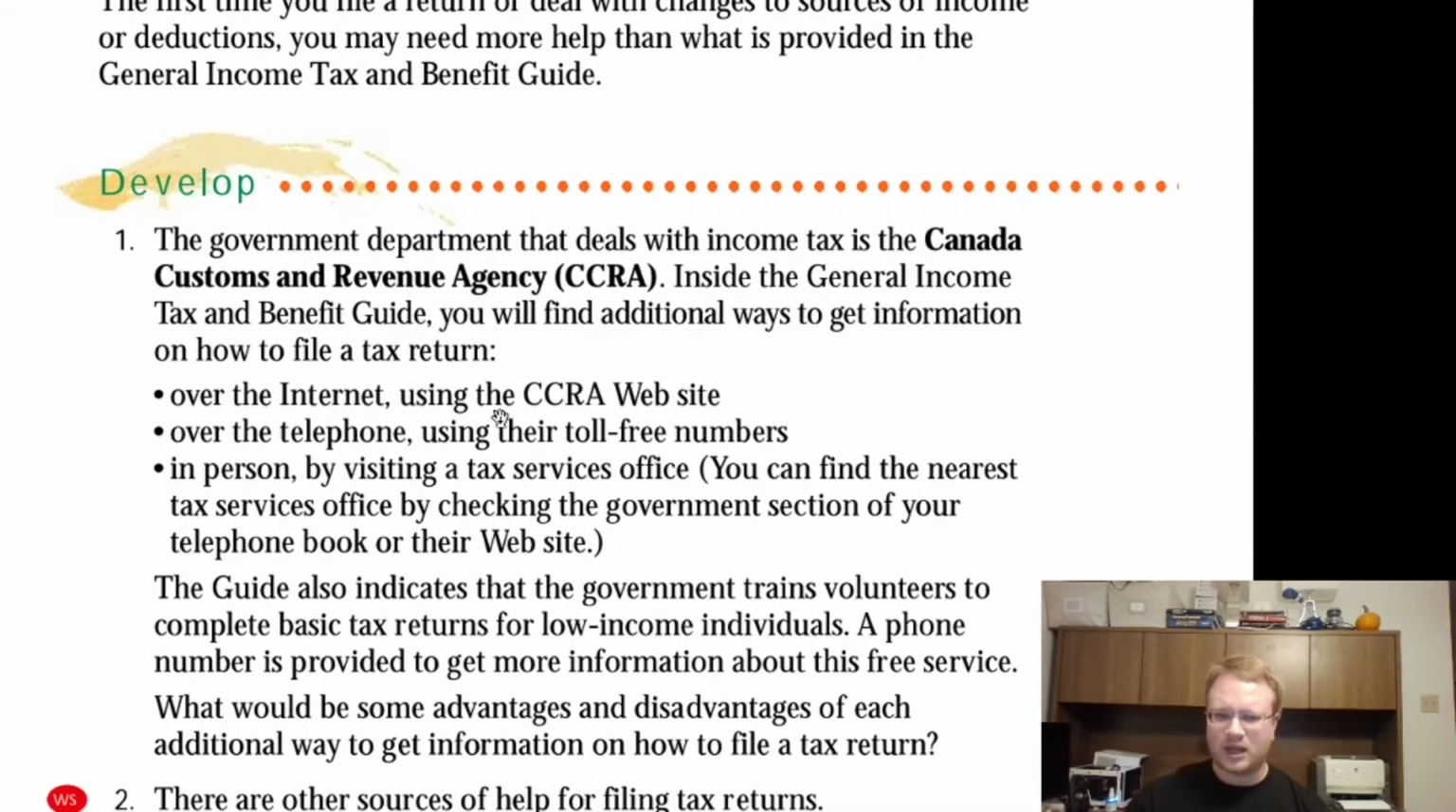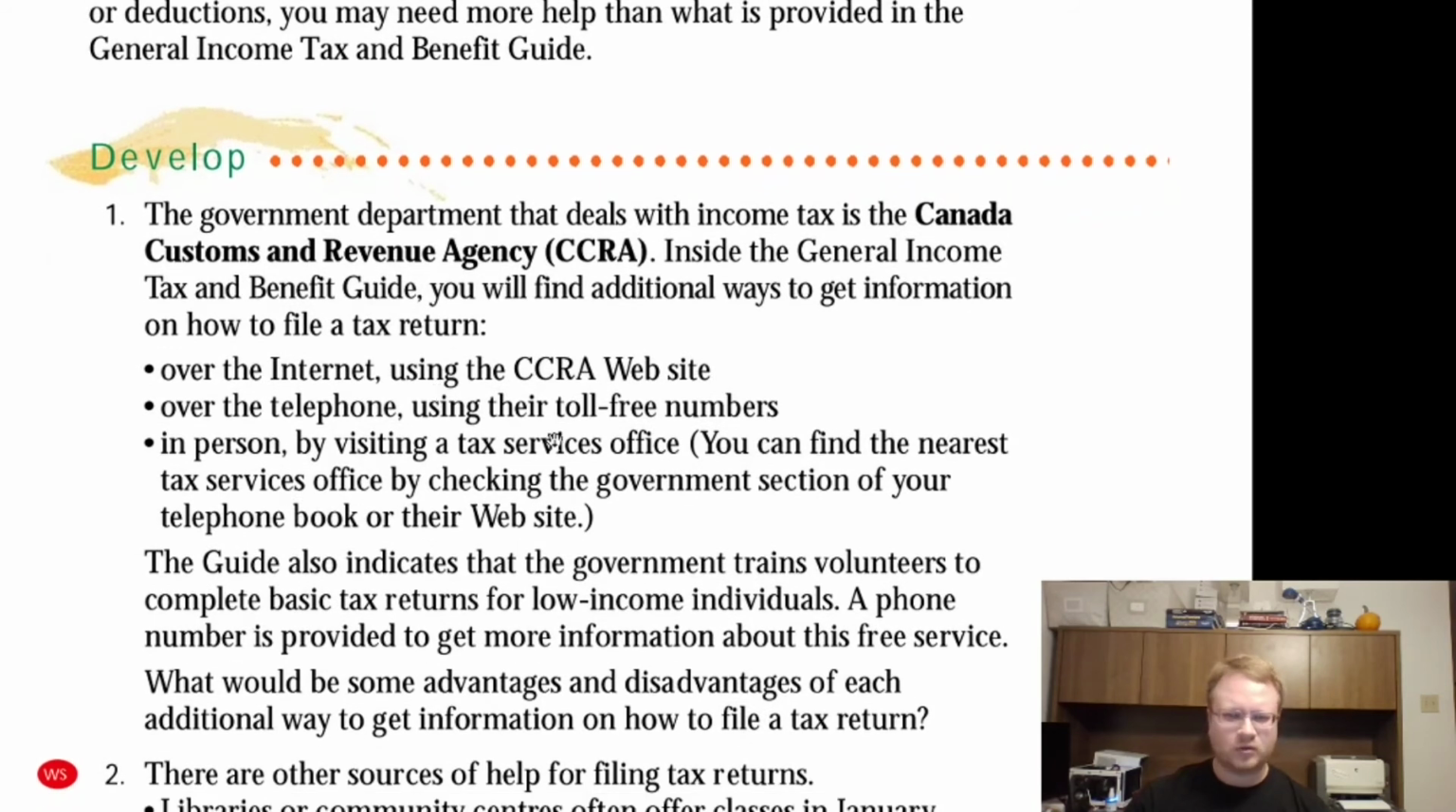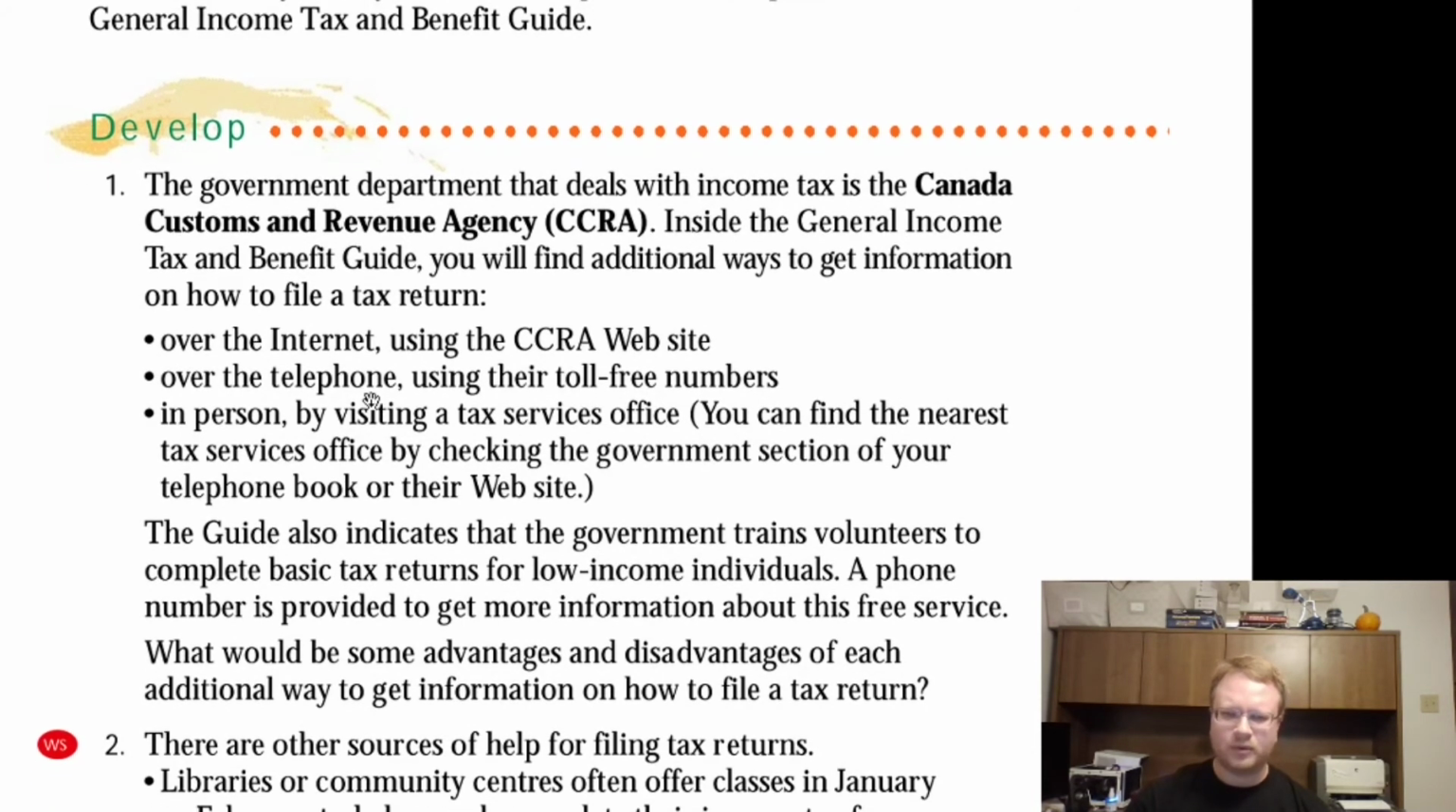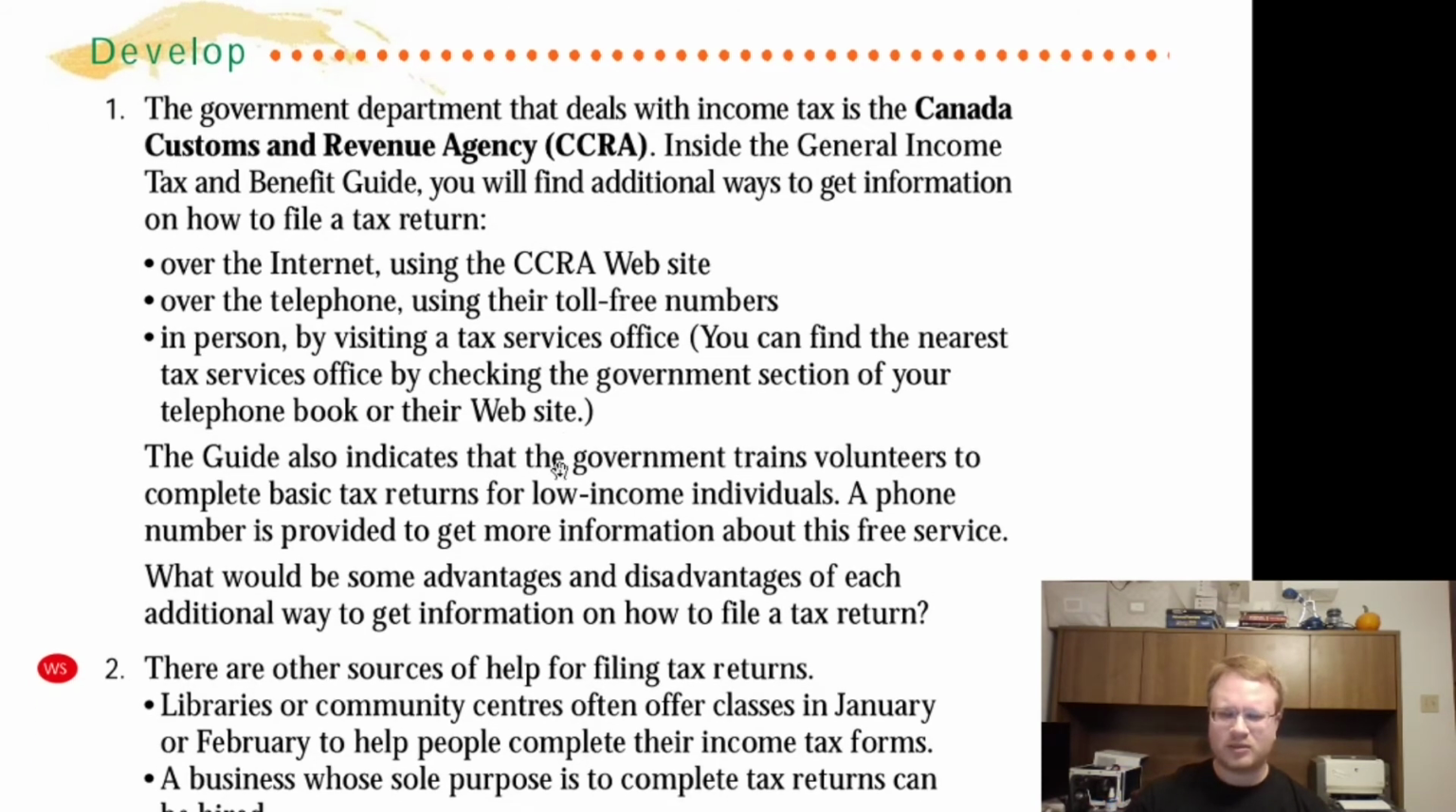So we can use the internet. We can go to the CRA website. They have a lot of great resources and explanations there, and I'll show you that after we talk about this reading. There are phone numbers you can call to get help, or in person by visiting a tax services office. So you can go somewhere and get help. The guide also indicates that the government trains volunteers to complete basic tax returns for low-income individuals. So if you don't make enough money, you may qualify to get free help from volunteers. A phone number is provided to get more information about this free service.